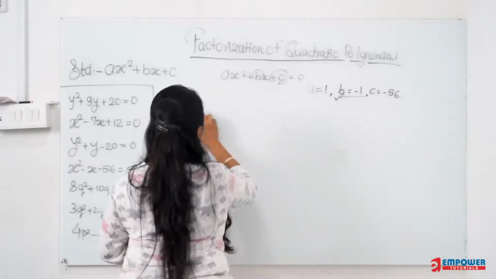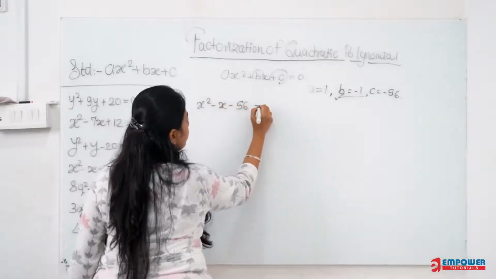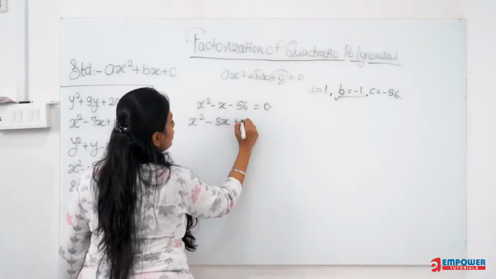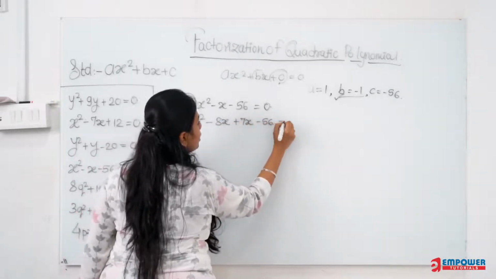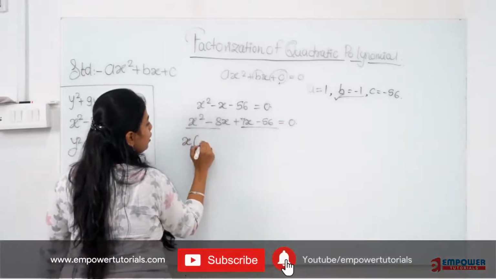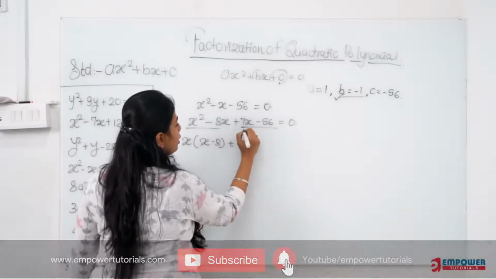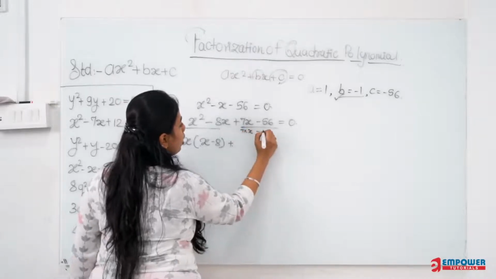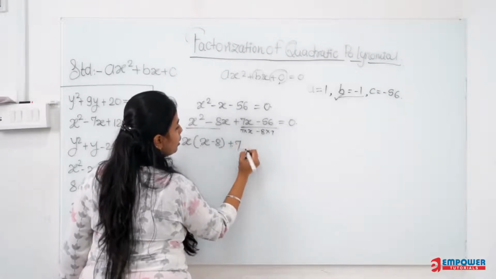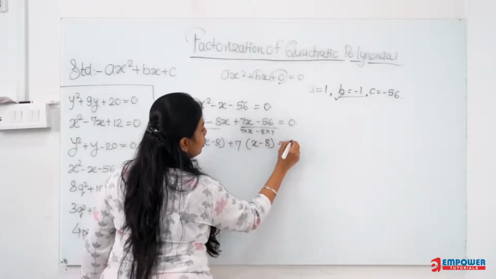So this is x square minus x minus 56 is equal to 0. So my factors are x square minus 8x plus 7x minus 56 is equal to 0. Now I will take common factors from this. So x into bracket I will have x minus 8. Here I am taking x as the common factor. Here it is 7 into x minus 8 into 7. So here I am taking 7 as the common factor. In bracket I will have x minus 8 is equal to 0.